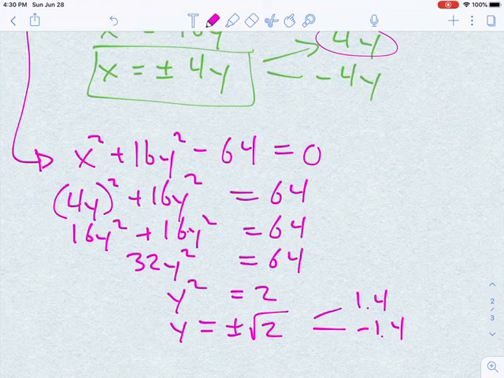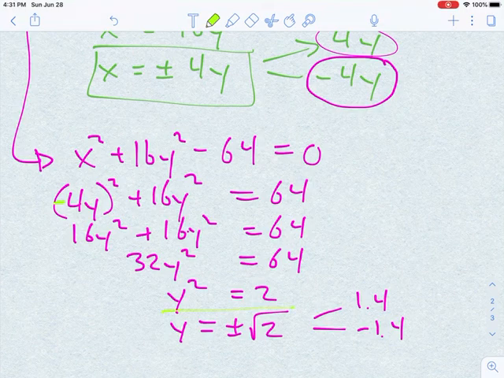Now, we technically need to go back through and do the same thing for negative 4y. But when I make this a negative 4y, I'm going to get the same answer. So that means we don't have to really do it again.